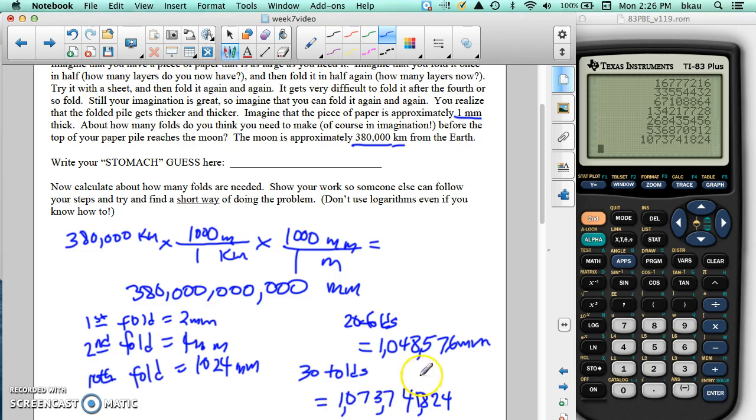We're at 1 billion. So we're right here where I predicted we'd be. We're close at 30 folds. So we're at 1 billion. All right. Okay, let's hit enter a few more times. We want to get to 38 billion.